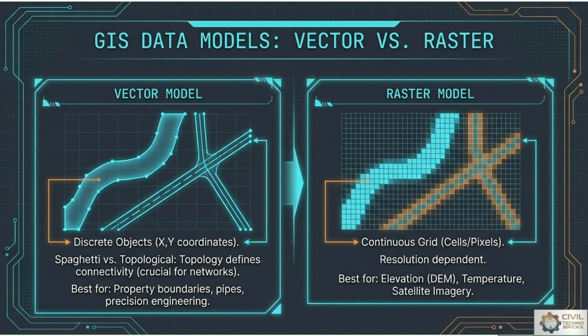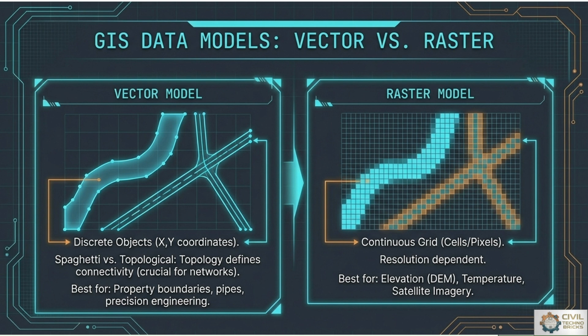Firstly, the vector model represents discrete objects using XY coordinates, such as roads, pipelines, property boundaries, land parcels, and utility networks, with high precision. Topology in vector data explains the relationship between connectivity and adjacency or neighborhood, making vector models important for transportation, drainage, and network analysis and planning.